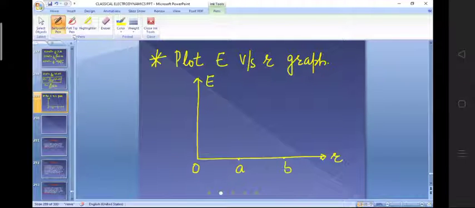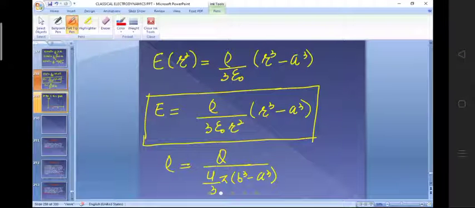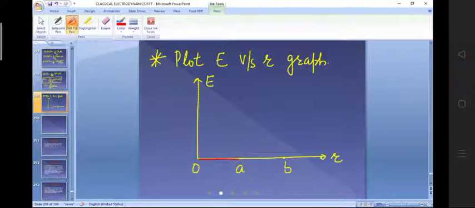Fine. Now obviously the electrostatic field in this region, from R equal to 0 to R equal to A, is 0. Then what about this? This is the electrostatic field. Now you see, in the numerator there's r cube minus a cube, and in the denominator there's r square. So obviously the numerator term is dominant compared to the denominator. That means it must increase. The electrostatic field has to increase with the radial distance, and it will not increase linearly. It is somehow like this.